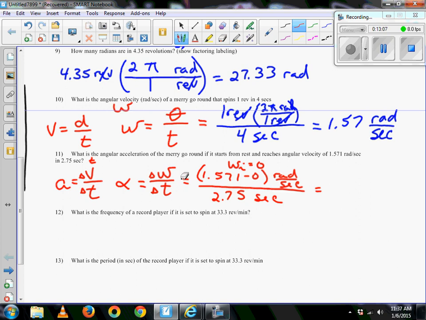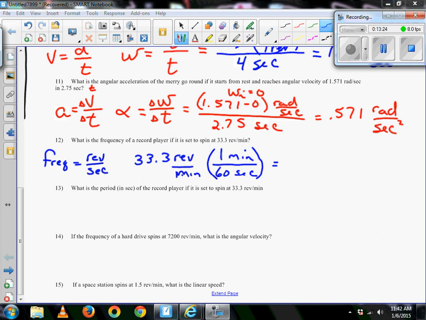Hi, Rachel. 0.571. And what would the units be? Radians per second squared. You got it. Good job. Put a +1 on that homework. All right.